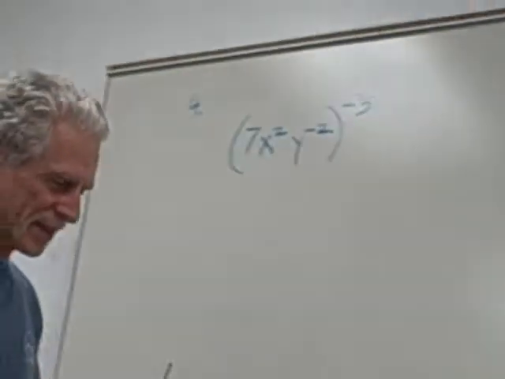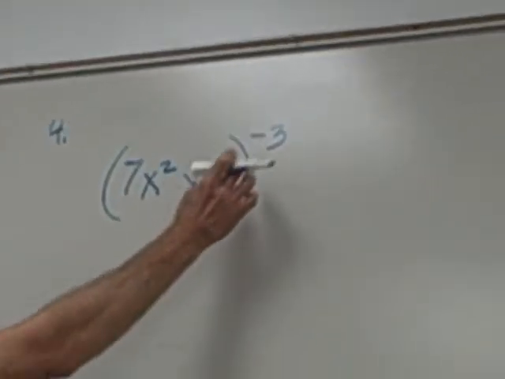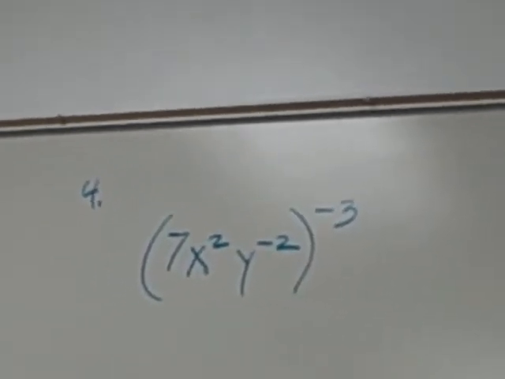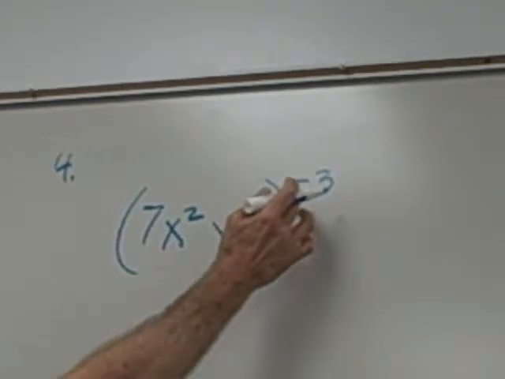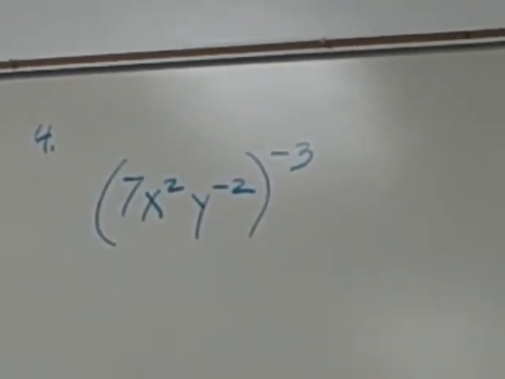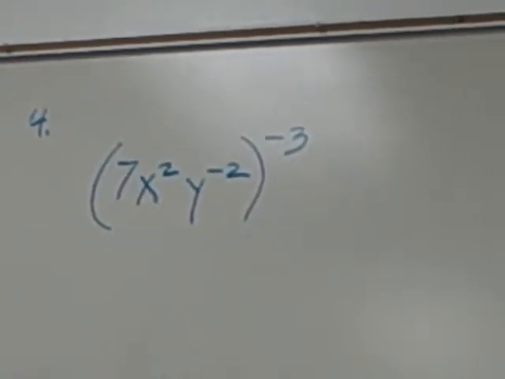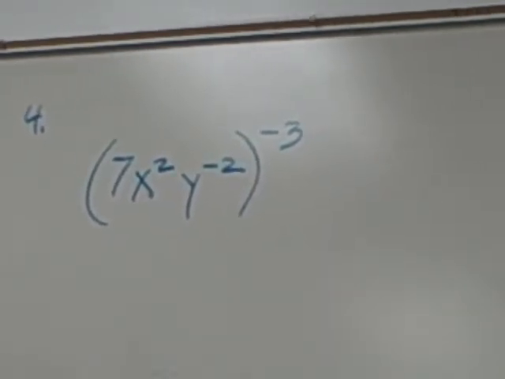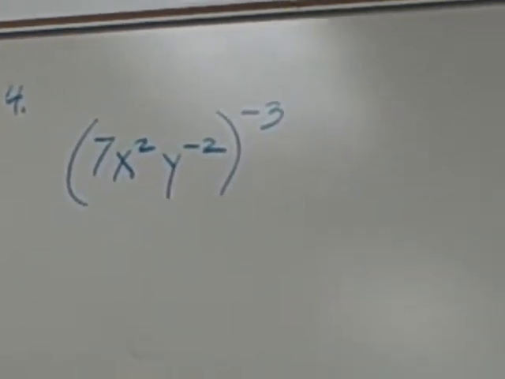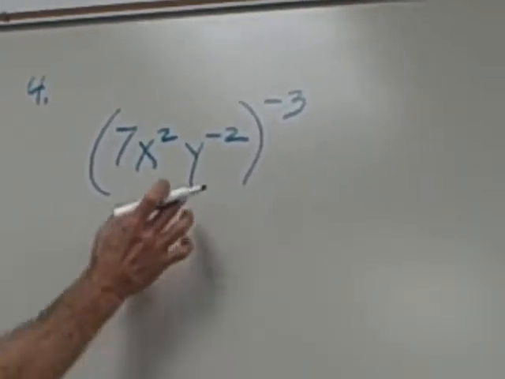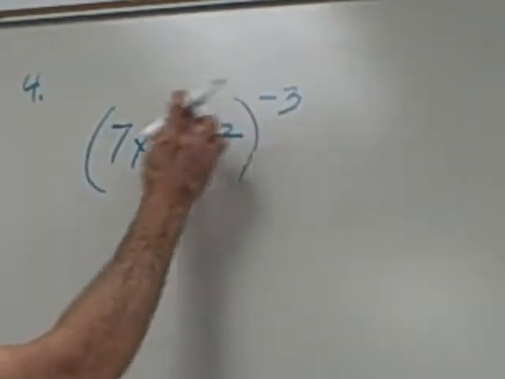Problem number 4. The first step here is to multiply exponents. Now here's the rule on this. You listen carefully. You can only multiply exponents if there is no addition or subtraction in the parentheses. You need to know that. You can only multiply exponents if there is no addition or subtraction in the parentheses. Some of you know that, all right? There is no addition or subtraction in here, so I can multiply exponents.